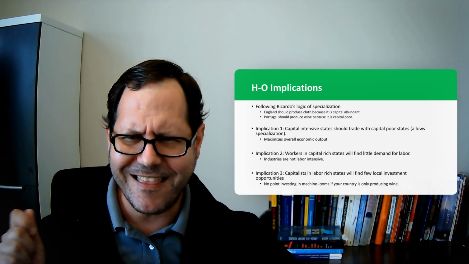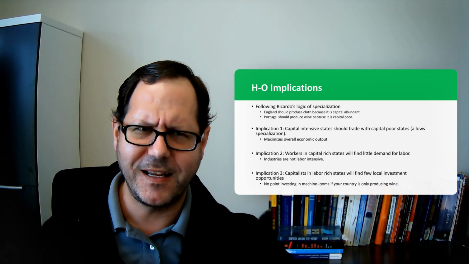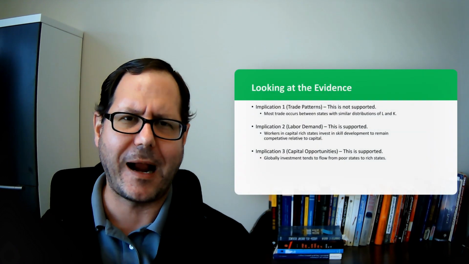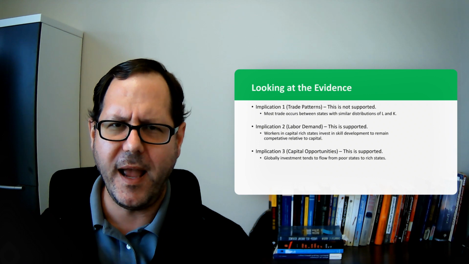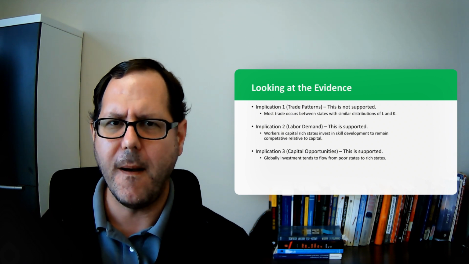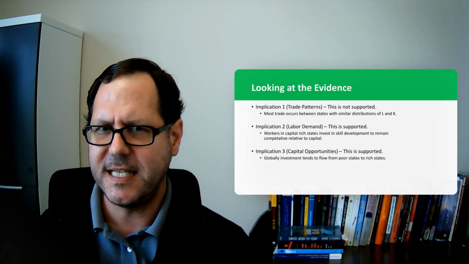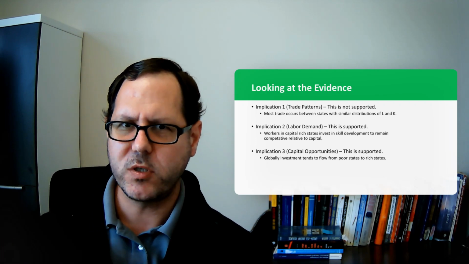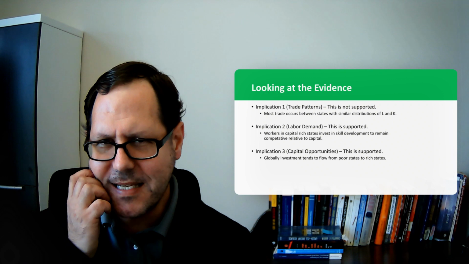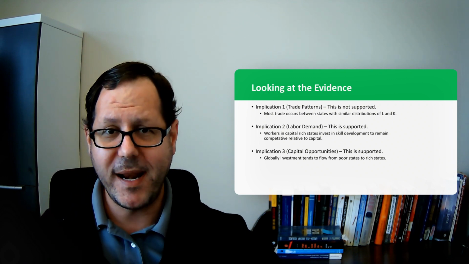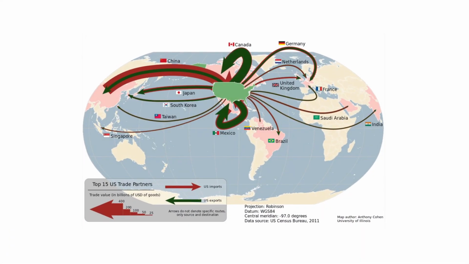So again, just trying to extend that logic out to get a sense of what we might see, and then we can test to see if those things are actually supported. And the record is a little mixed. When we think about trade patterns, the idea that wealthy countries are most likely to trade with poor countries isn't borne out quite as strongly, or maybe even at all, the way we might expect given the logic of comparative advantage. This is a map just of U.S.